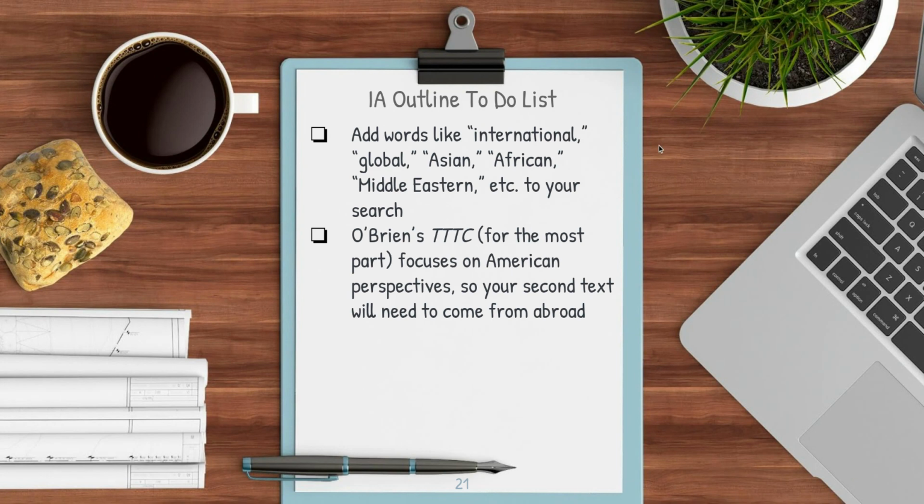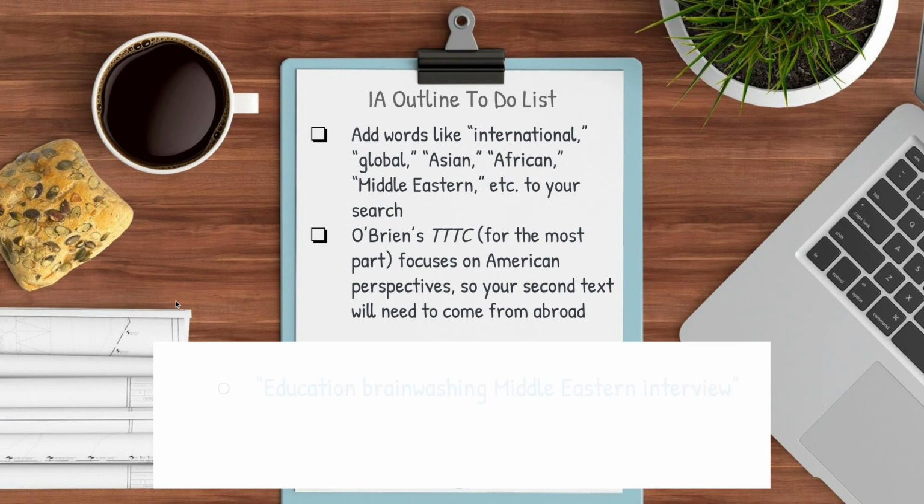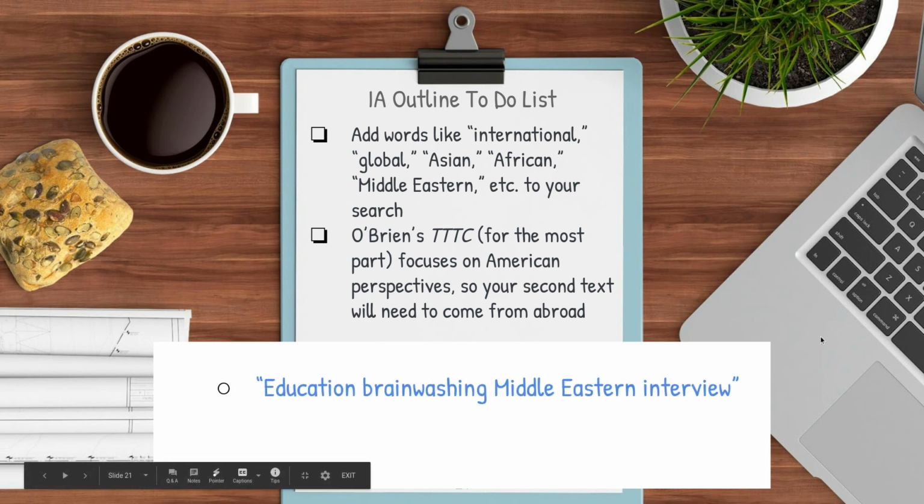You also want to make sure that when you're doing those Google searches, you add words like international, global, if it applies, Asian, African, Middle Eastern, etc., to your search. Tim O'Brien's The Things They Carried, for the most part, focuses on American perspectives. So your second text will need to come from abroad, right? You're going to need to find an interview with someone who's not an American, or a cartoon by someone who is not an American, etc. And so, again, you would just add those things into your search terms.